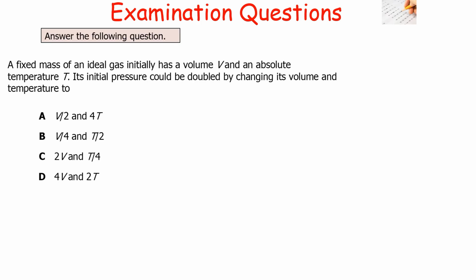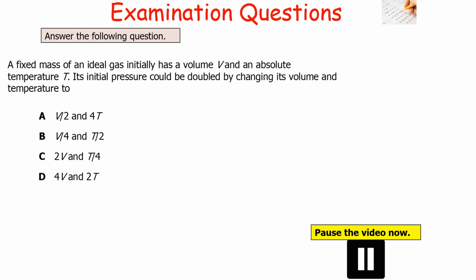The next question says a fixed mass of ideal gas initially has a volume V and an absolute temperature T. Its initial pressure could be doubled by changing its volume and its temperature to what? So pause the video now, then unpause the video when you want to go through your answer.